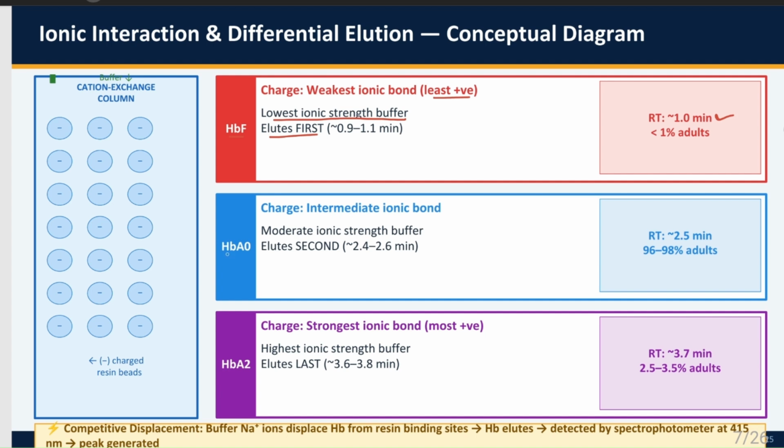After that, adult hemoglobin will come out because it shows an intermediate ionic bond. Hence, a moderate ionic strength buffer will elute adult hemoglobin in second place after fetal hemoglobin. In the last, HbA2 will come out because it shows the strongest ionic bond. So the highest ionic strength buffer will elute HbA2 last, with a retention time of around 3.7 minutes.